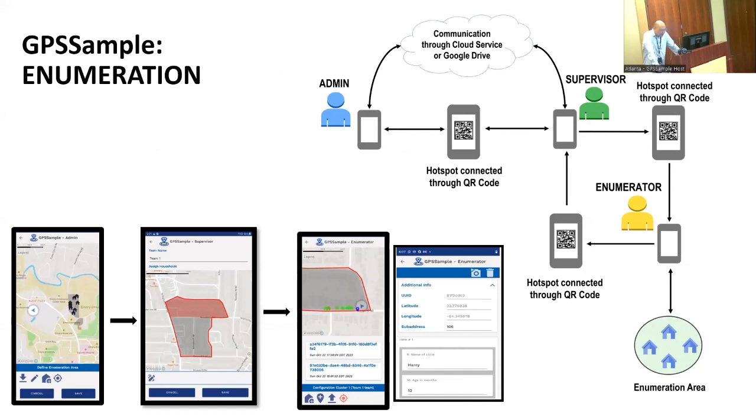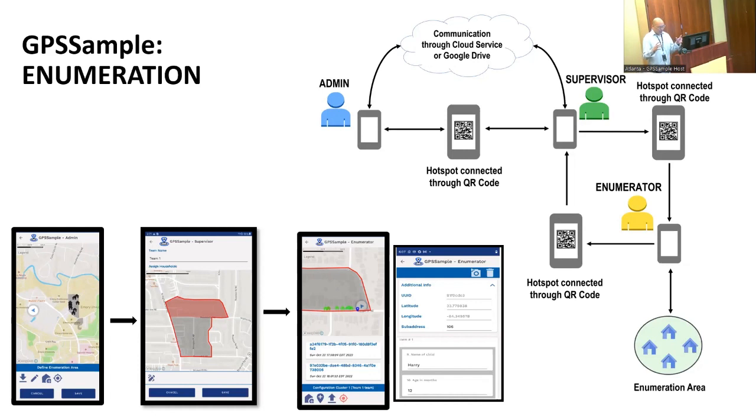For the enumeration, the flow is basically that the admin creates the configuration and uses the QR code to send the data to the supervisor, who then goes out in the field. Once the supervisor is out in the field, again a QR code is created and the supervisor's phone turns into a hotspot. The enumerator scans the QR code and gets the configuration that was sent to the supervisor by the admin. The enumerator can then go into the field and collect survey data. When they return, the supervisor creates a second QR code that allows the enumerator to send data back up to the supervisor's phone.